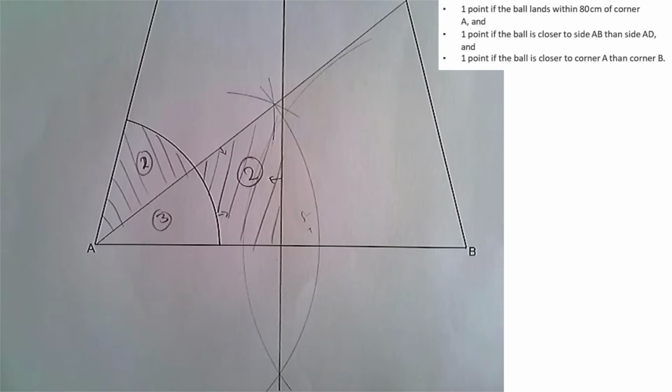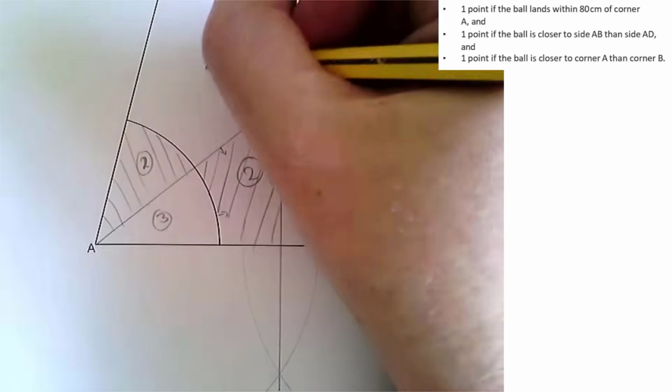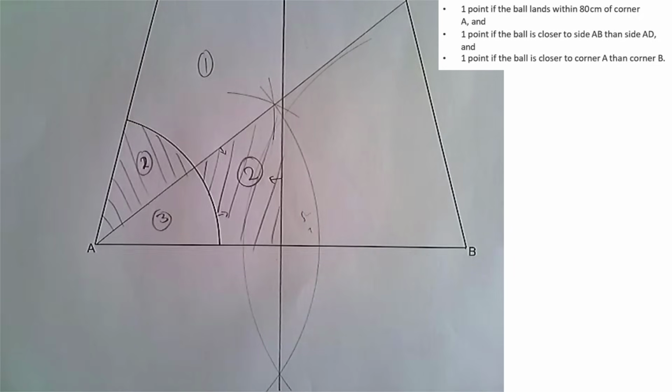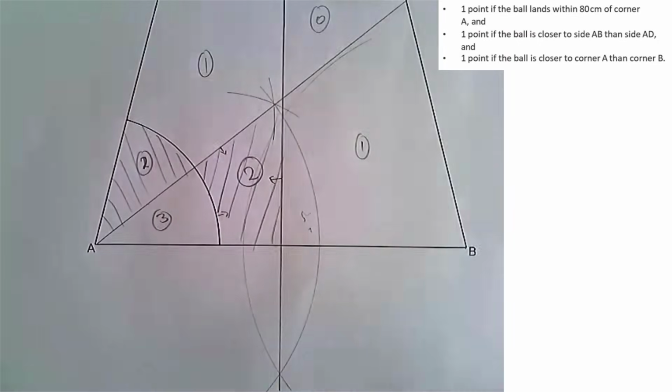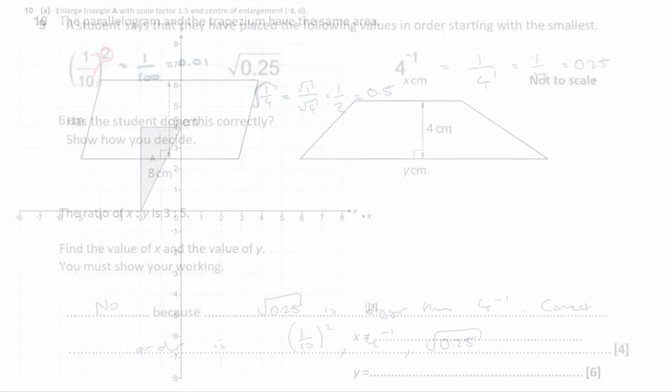What other regions have we got? This one up here is only worth one point because it's closer to A than B, but doesn't meet any of the other conditions. And that one down there is worth 1 because it's closer to AB than AD. And the one at the top is worth 0 because it doesn't meet any of the conditions. Right, so they're the 2 regions that I want, and I've shaded both, so that's job done. Let's move on.